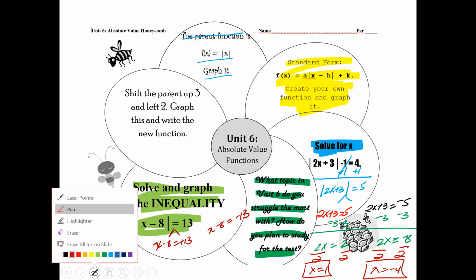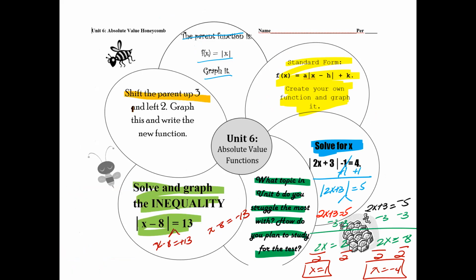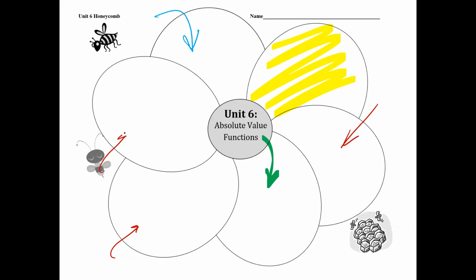Okay, so we're at the last part of this, and the last part is asking you to shift the parent function 3 up and 2 to the left. Graph this and write the equation. Well, I can tell you right now that y equals |x|. If it is 2 to the left, it's a positive 2. If it's a shift 3 up, it's a plus 3. So this is your equation. Now, go ahead and graph it right there.